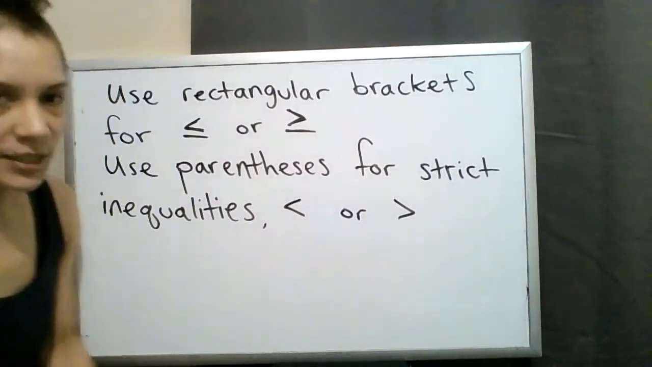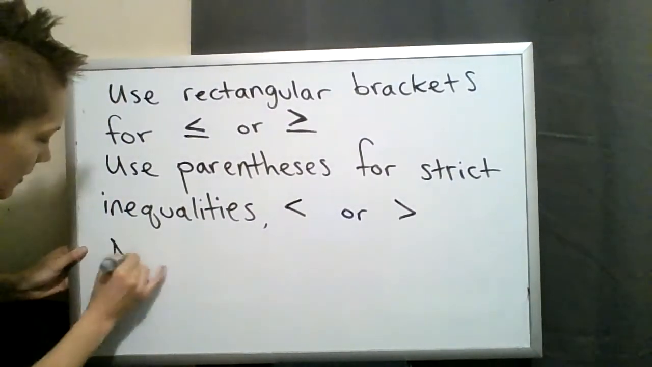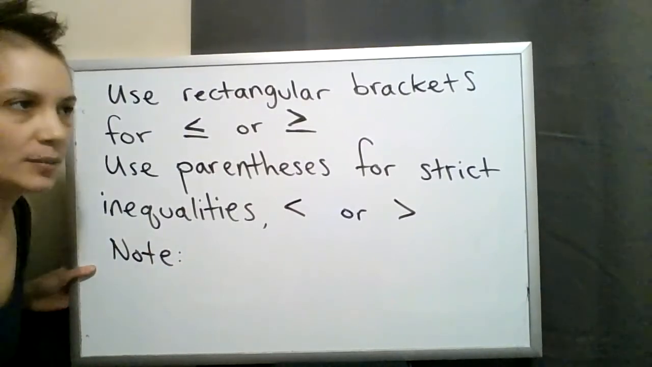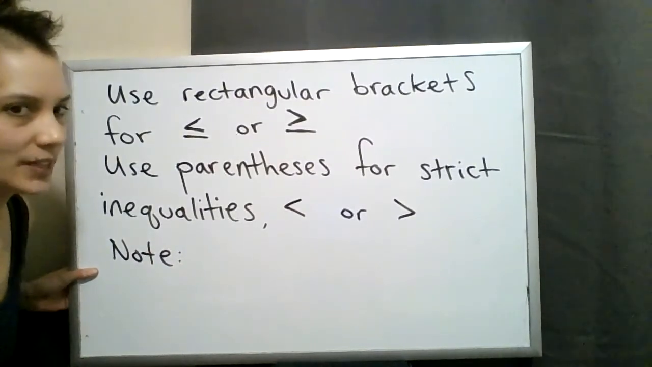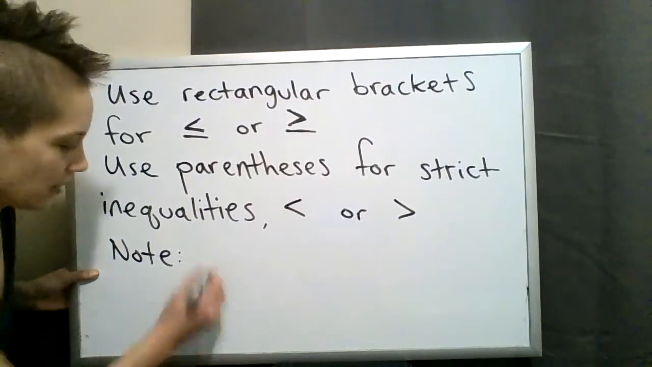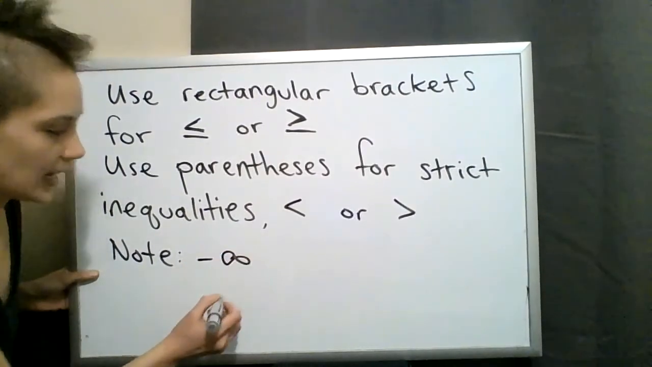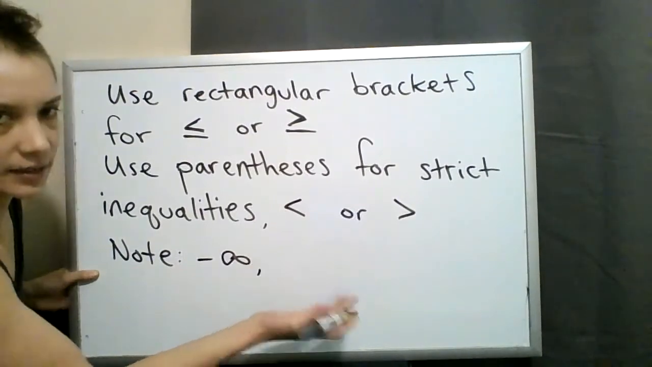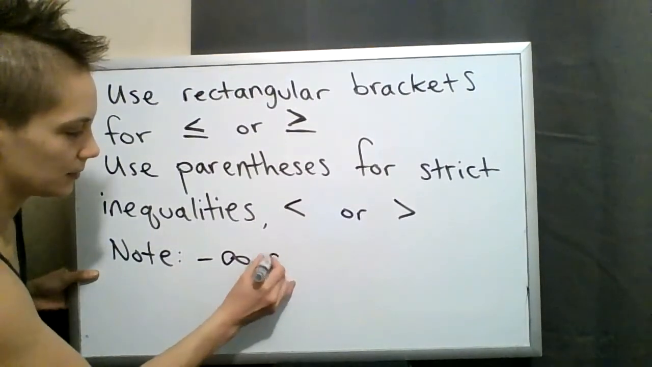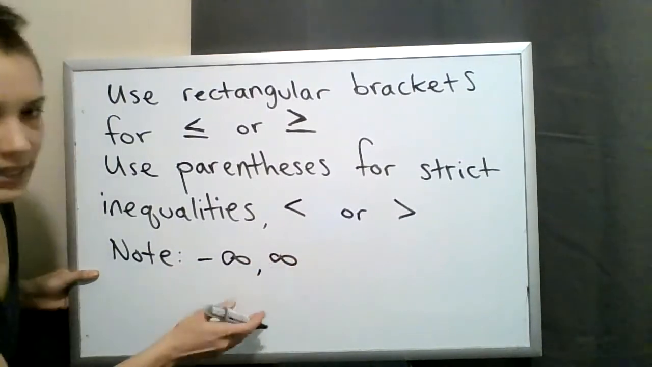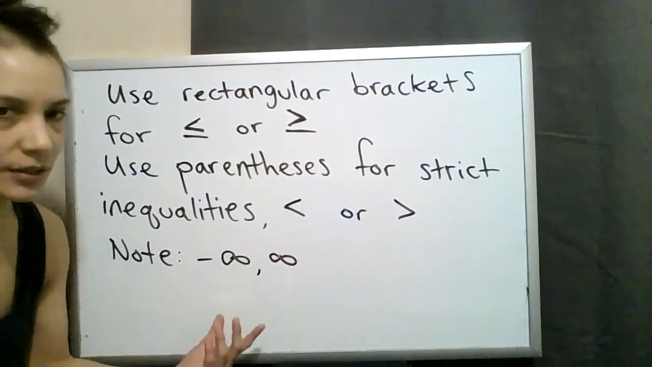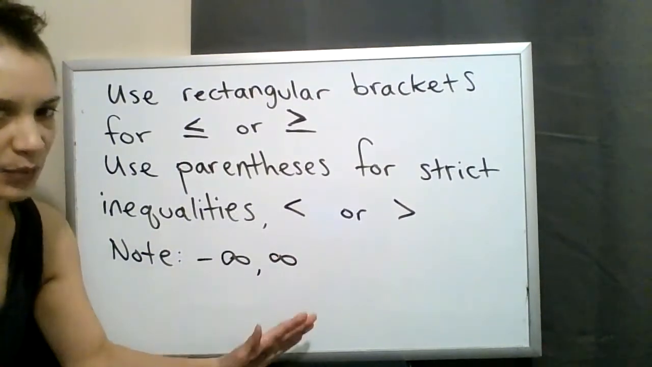And then I mentioned it, but we'll write it down. You may work with positive or negative infinity. If you have a negative infinity as one end or a positive infinity as the other end, they always have parentheses because there's not a number that you can actually include. So it's going to have a soft bracket.